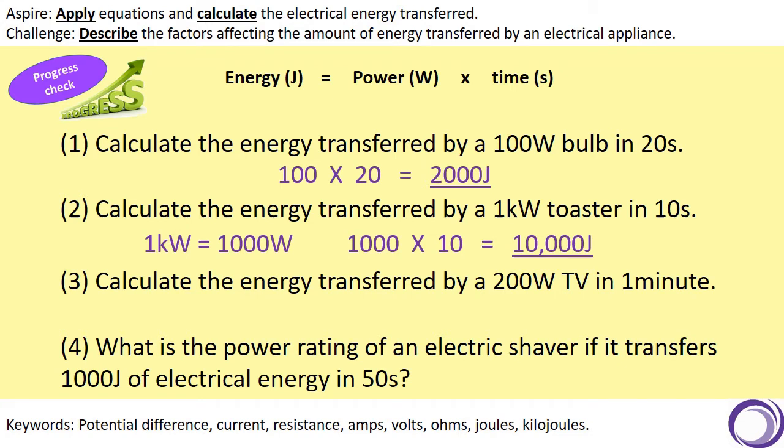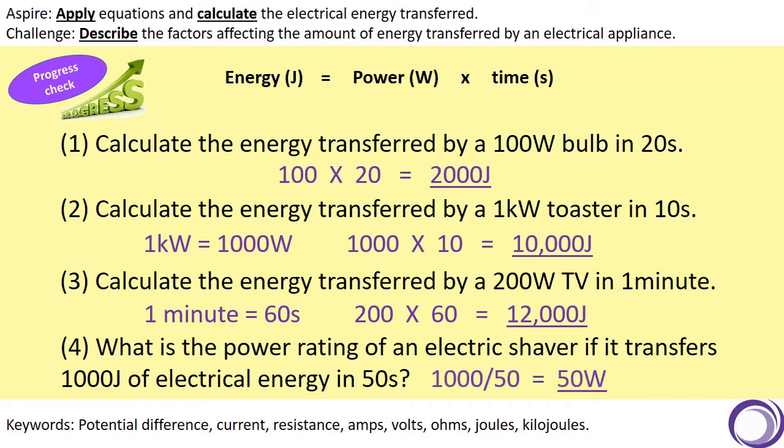Number 3, this time it's the minute that's the problem. You can't use 1 minute, you've got to convert it. So 1 minute is 60 seconds. So you do 20 watts times 60 seconds, which gives you 12,000 joules. 3 marks for that, if you've got that right.